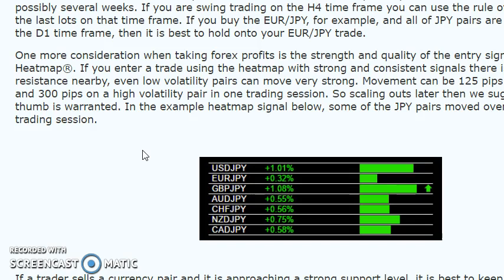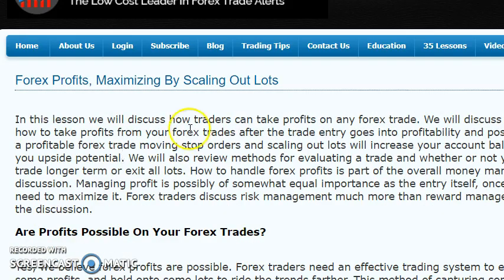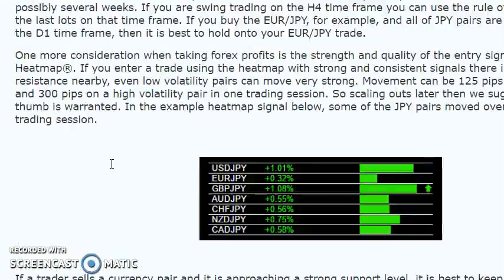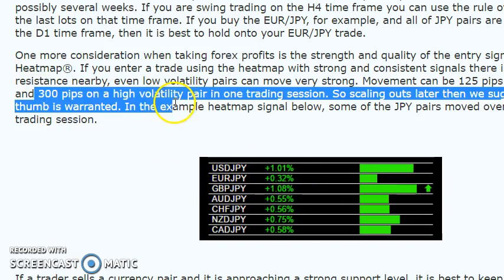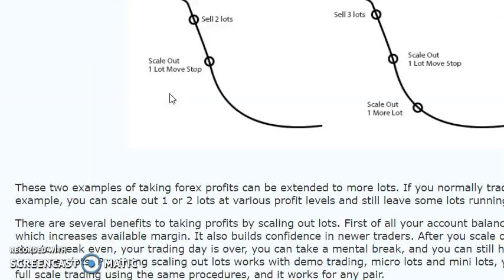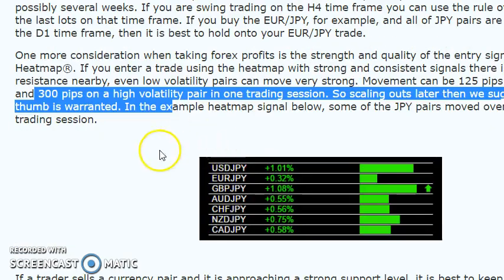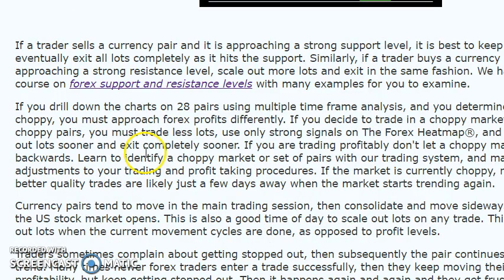Like we have 28 pairs that we trade, but some of them have varying degrees of volatility, and we have a lot more information about how to judge the volatility in our 35 lessons. So if you're trading a volatile pair and you have a strong signal, pairs like the pound yen can move up 300 pips in one trading session. And so using the rule of thumb still applies, but you're not scaling out lots at 30 to 50 pips here. You're probably scaling out lots here at 100 pips and then rechecking the trends later. So the volatility of the pair is a strong consideration.